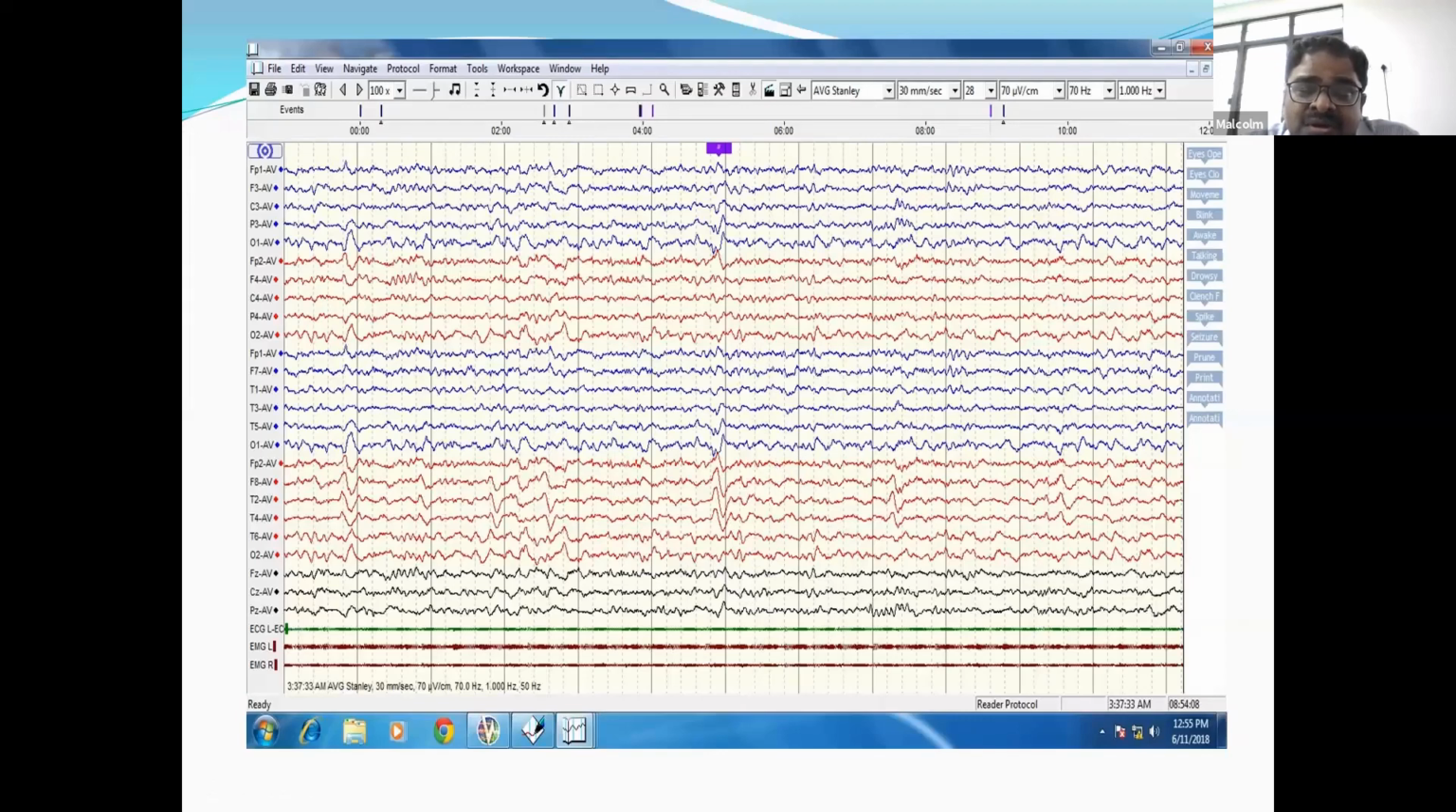And as I had told, as a rule of thumb, for all benign epileptiform variants, as they go into deeper stages of sleep, they disappear. While a temporal spike, as it goes into the deeper stages of sleep, increases in frequency quite considerably.